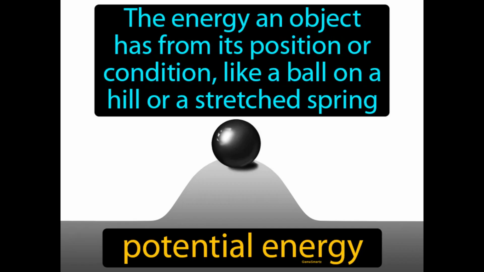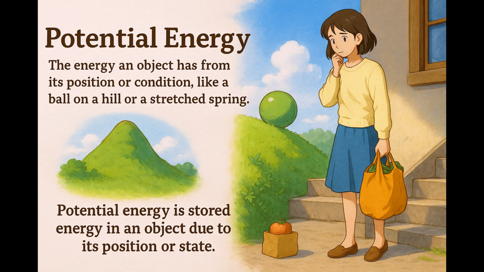The energy an object has from its position or condition, like a ball on a hill or a stretched spring. Potential energy is stored energy in an object due to its position or state. Imagine you're holding a grocery bag at the top of a staircase, debating whether to carry it down or leave it for later. This decision is similar to the concept of potential energy, because just as the bag has potential to move down the stairs, objects have energy stored due to their position or condition.